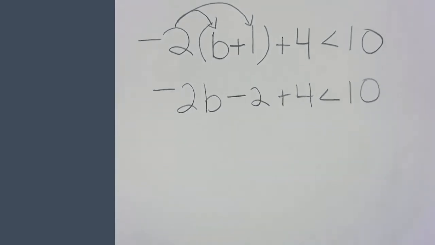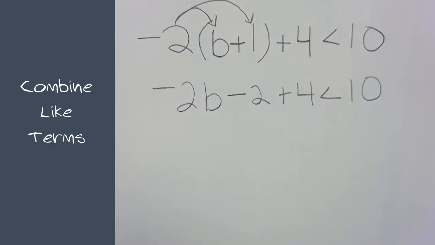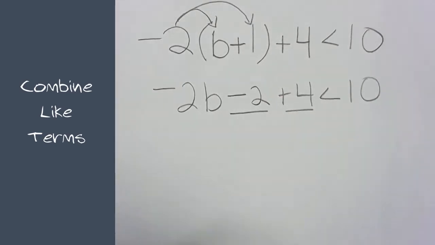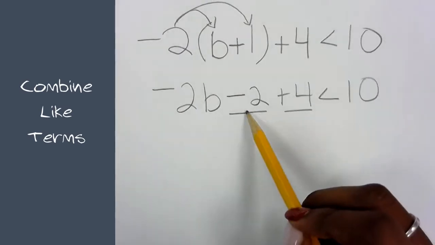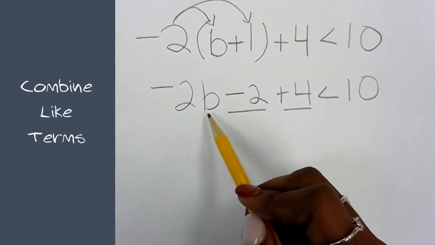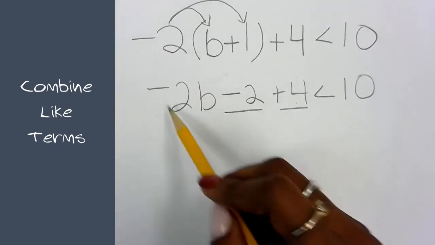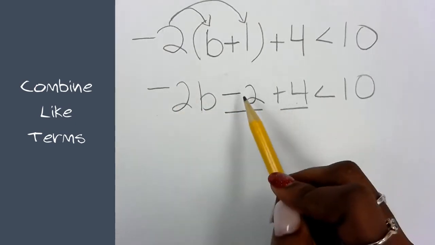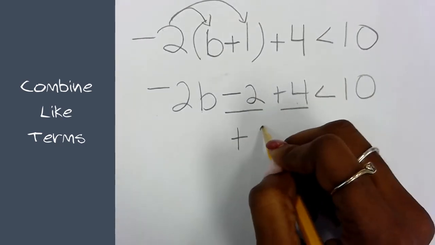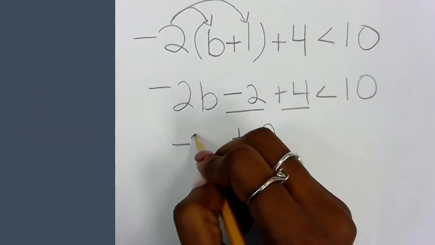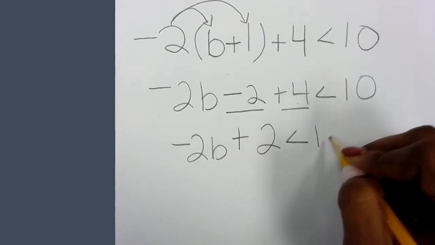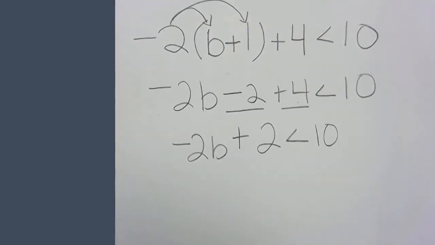After bringing everything else down, we then want to combine like terms. The like terms in this inequality are -2 and 4. -2b is the variable, which means we cannot combine the variable and the constants. But -2 plus 4 will equal a positive 2. And then I will bring down my variable, my inequality symbol, and 10.